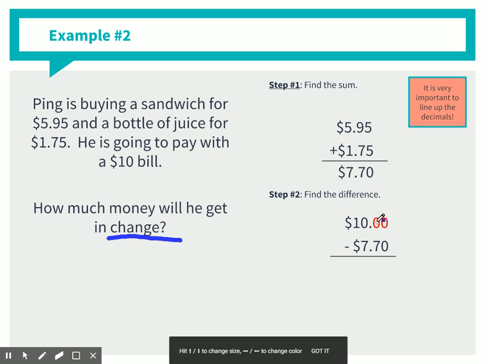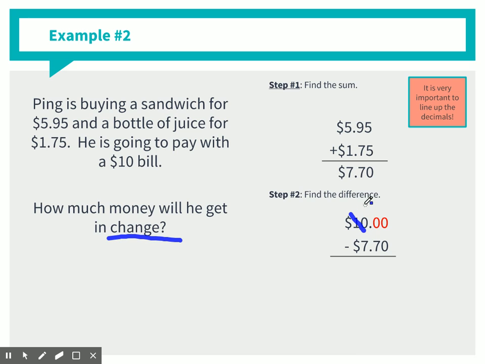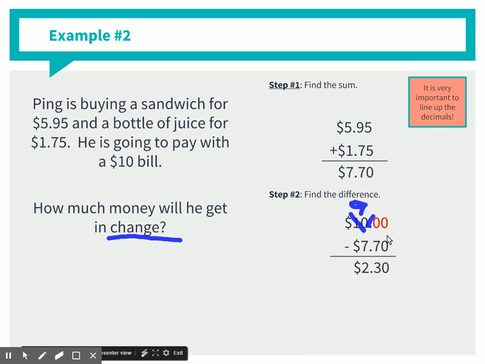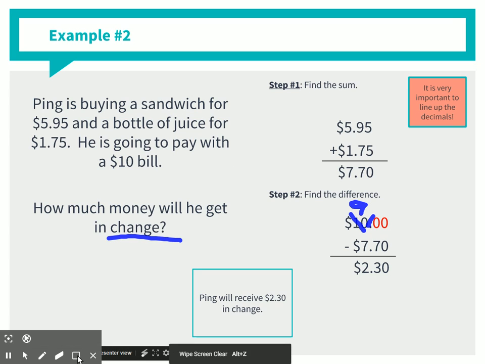you could do 0 or minus 0. But in this case over here, once you get to 0 minus 7, don't forget that you're still going to have to go through that process of carrying and then adding that 1 there to make it a 10, which is kind of hard because this marker is really big. And when you go through that, you're going to find out that the change is going to be $2.30. So Ping will end up receiving $2.30 in change.